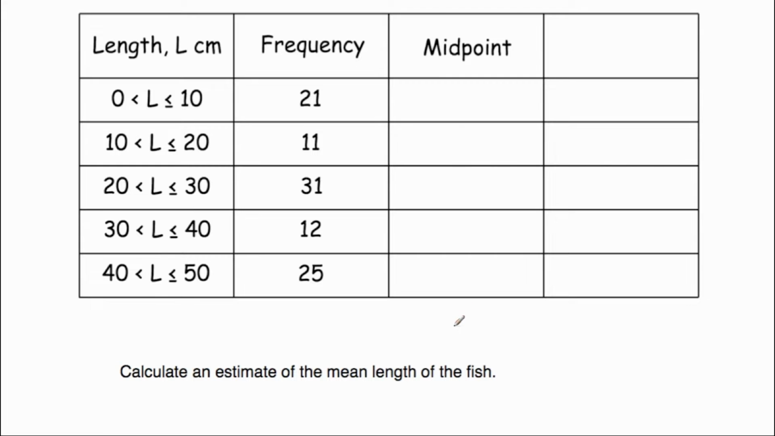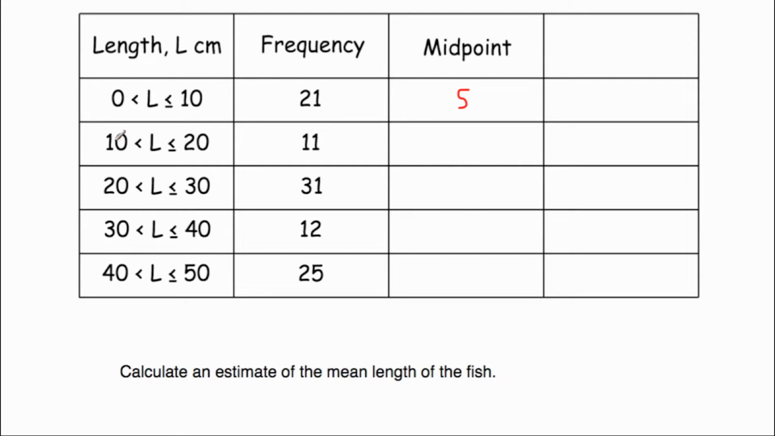Now, we're not going to be able to work out the exact mean because we don't know the lengths of these 21 fish. We just know they're in between 0 and 10 centimeters. But what we can do is work out an estimate, and we work that out by finding the midpoints. So we pretend each one of these 21 fish has a length of 5 centimeters, the midpoint, and then we add up 21 fives, and we use that as our estimate.